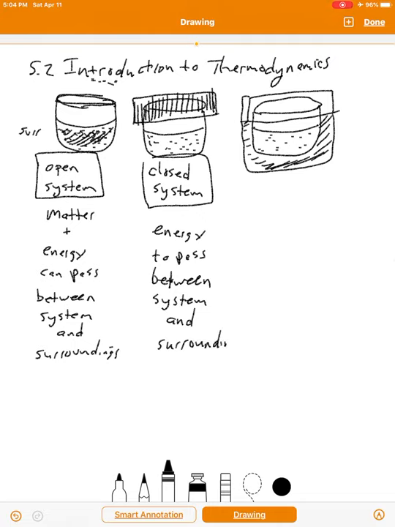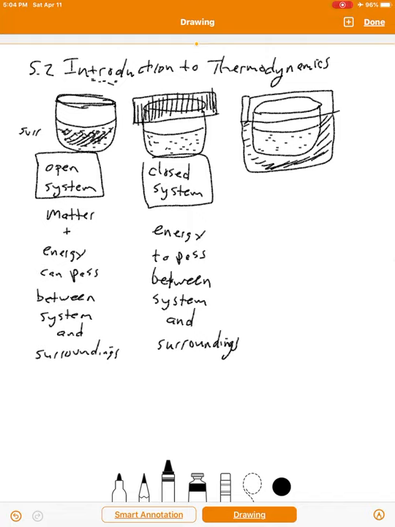So think about it. Imagine that you've got a glass cup and you have really, really hot water on the inside. If you touch that cup, you're going to get burned because heat is able to flow through the walls of the container. So heat can come in and out, but matter can't come in and out because we put a lid on it. So we can't boil this water off.